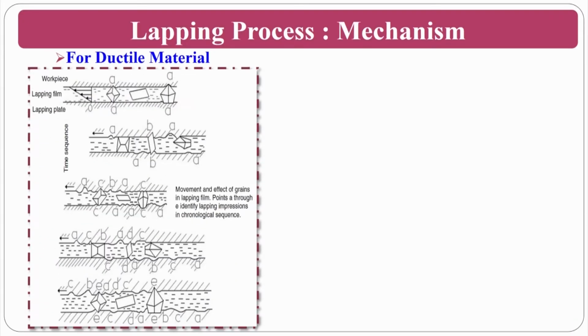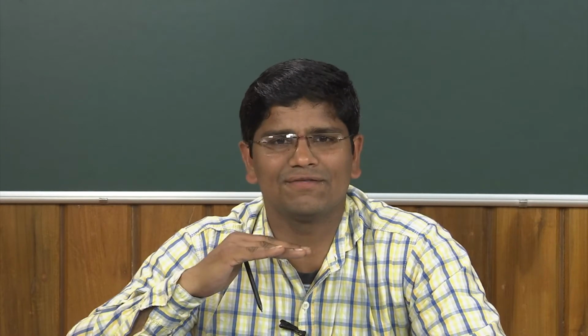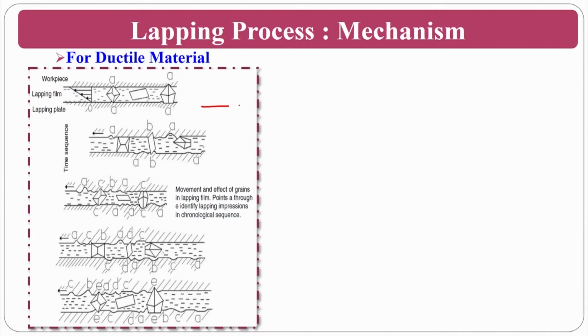The lapping process mechanism for brittle materials and ductile materials goes like this. First we discuss ductile materials. Ductile materials will always go by a chipping process. That means a shearing process, like metal cutting, where you see continuous chips in a ductile material. In a similar fashion, the material removal takes place by shearing of the surface of the workpiece by the abrasive particles involved in the lapping process. So there is a workpiece and your abrasive particle will come and it will take out a chip.